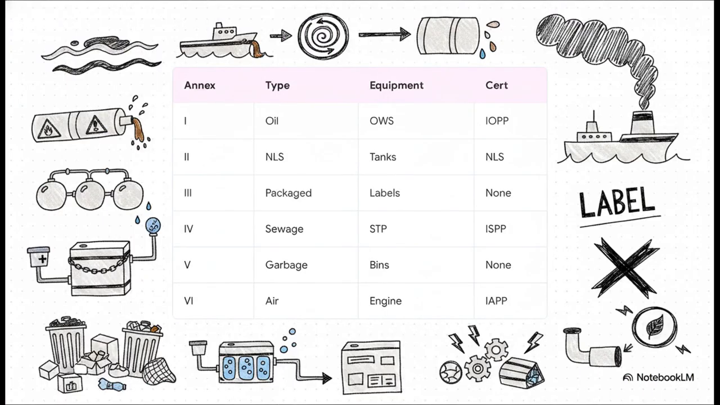Moving on to Section 2, decoding the 6 annexes, the core regulatory framework. Okay, consider this matrix your ultimate cheat sheet. MARPOL is divided into 6 rigid categories, or annexes, and you need to rhythmically lock each number to its specific pollution type. Ready? Annex I is oil.